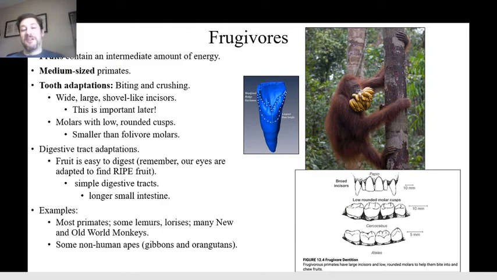The investment in climbing the tree or something like that is not worth it for something like a gorilla, but for an orangutan or a chimpanzee, or for most New World monkeys, fruits are both accessible and sufficient to their energy needs. So what do you need in order to eat fruit?